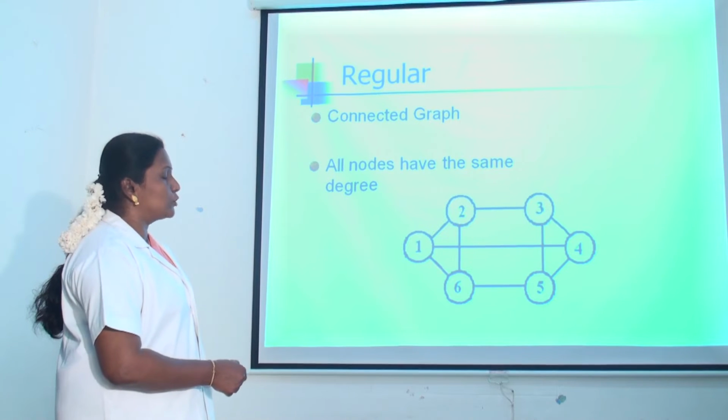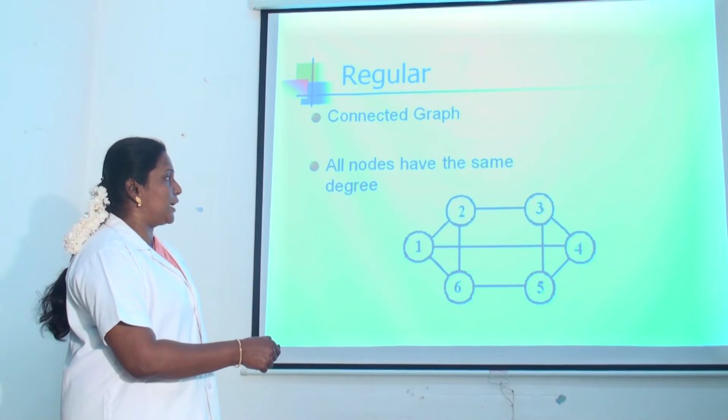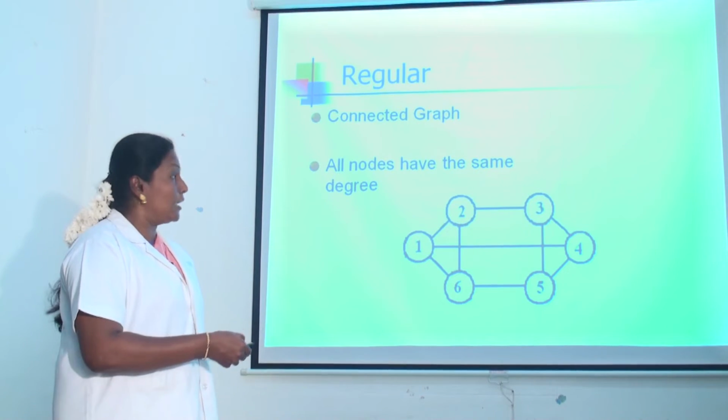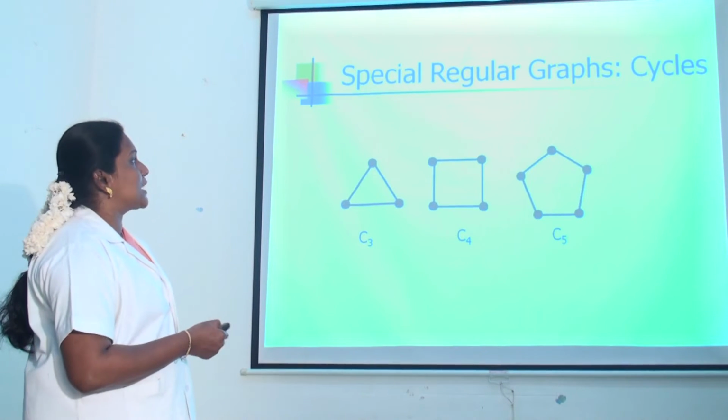And then vertices 1 have degree 3, vertices 6 have degree 3, 5 have degree 3, 4 have degree 3, and 3 also has degree 3. All the vertices have degree 3. Therefore, it is a connected regular graph.